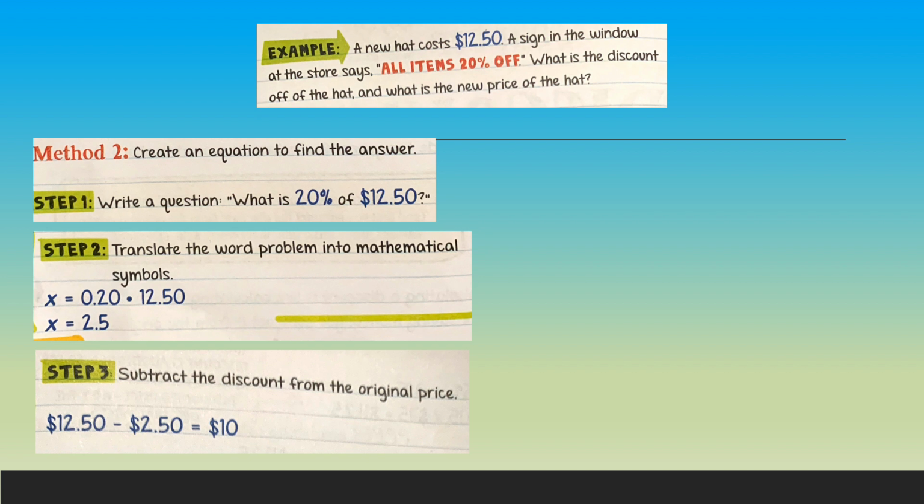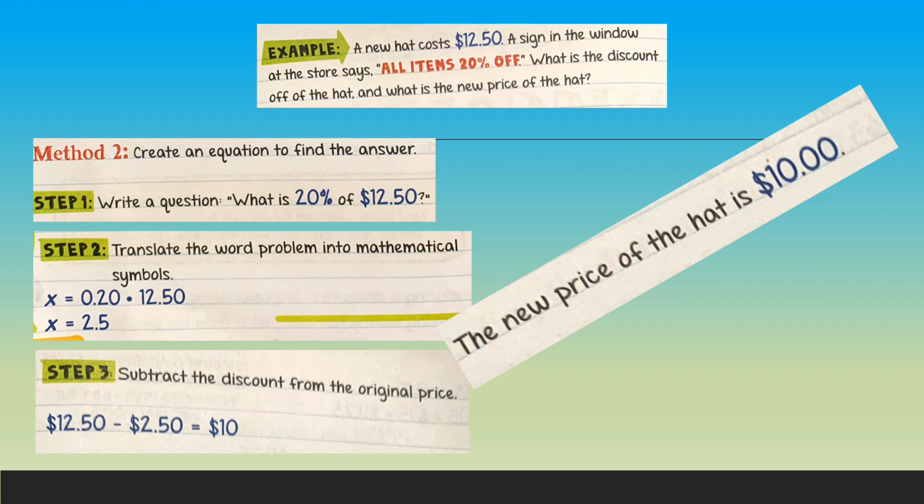Moving to step 3, subtract the discount from the original price. We know already the original price is $12.50. Take away, what is the discounted amount? $2.50. So how much money you're going to pay is $10. So $10 is the new price of the hat that you are going to pay.